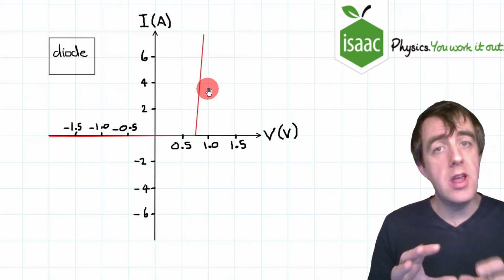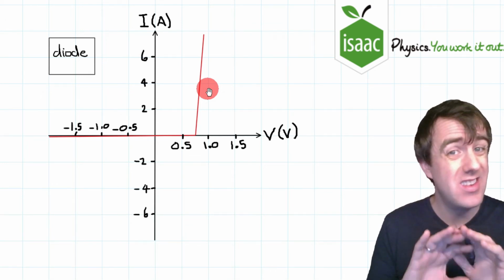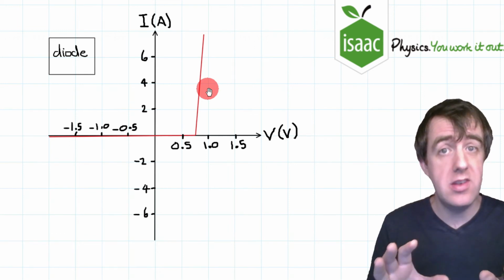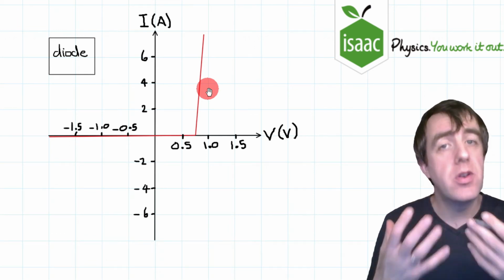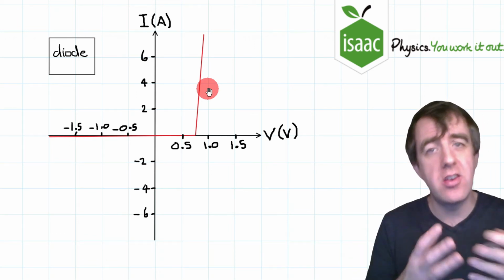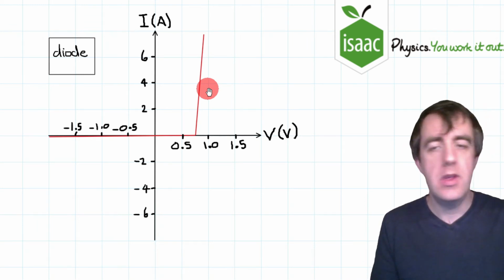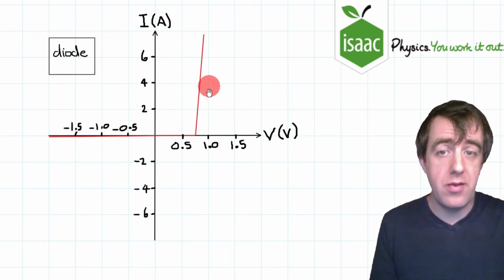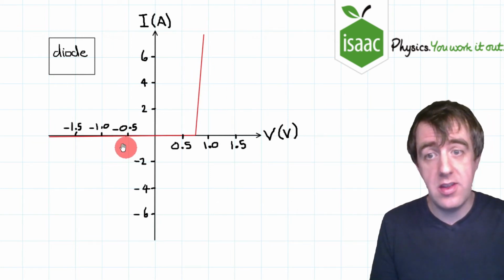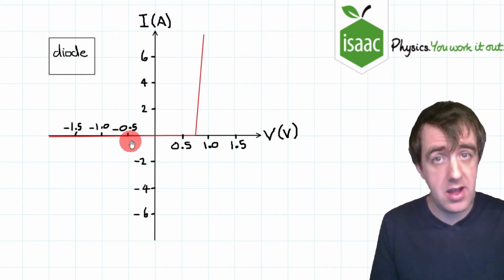But importantly, the reciprocal of the gradient is not actually equal to the resistance, but the gradient can indicate to us whether the resistance is higher or lower. This part of the graph here has a lower resistance than this part. The gradient is higher.